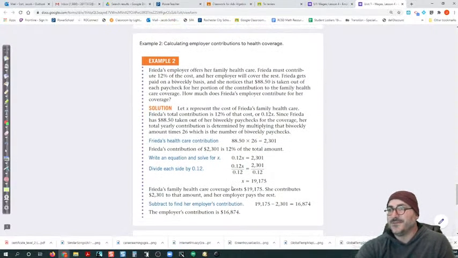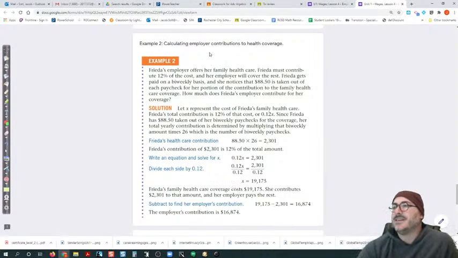So example 2, Frida's employer offers her family health care. Frida must contribute 12% of the cost, and her employer will cover the rest. Frida gets paid on a biweekly basis, and she notices that $88.50 is taken out of each paycheck for her portion of the contribution to the family health care coverage. How much does Frida's employer contribute for her coverage?